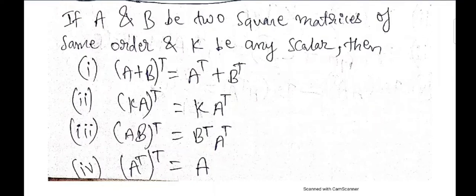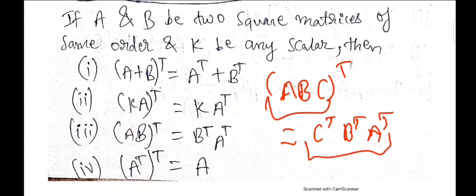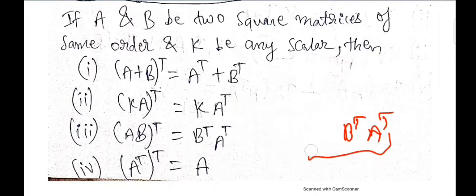Similarly, one more property is there: if A B C transpose is taken, then it will be C transpose B transpose A transpose. Like that it will be, means the order will be reversed and the transpose taken. Got it? So you must remember all these properties. These will be very much useful for you while solving the problems.